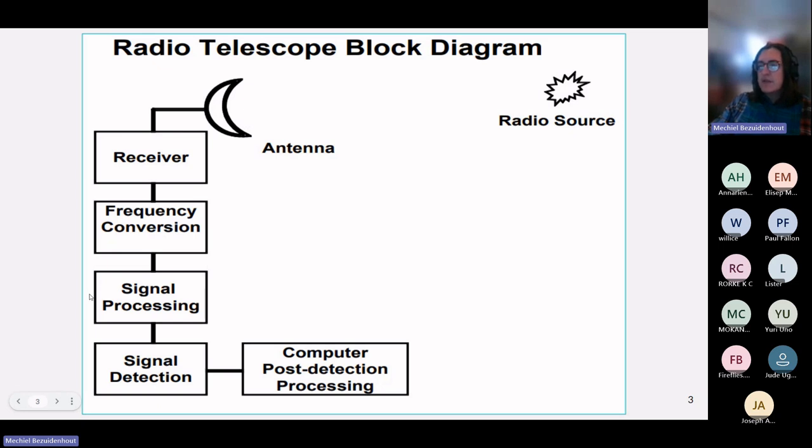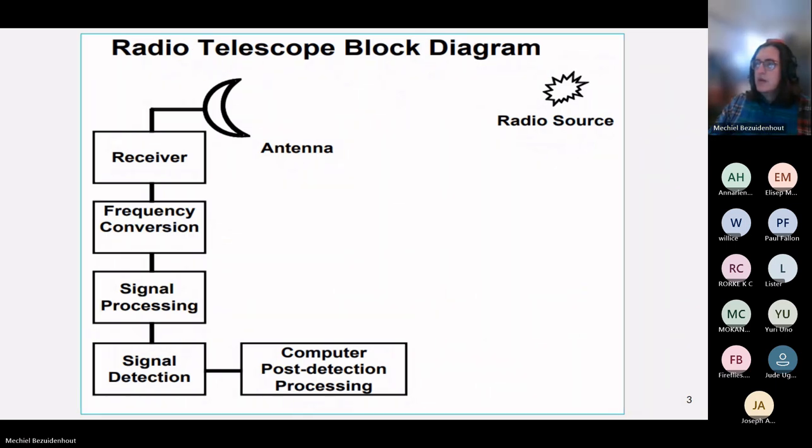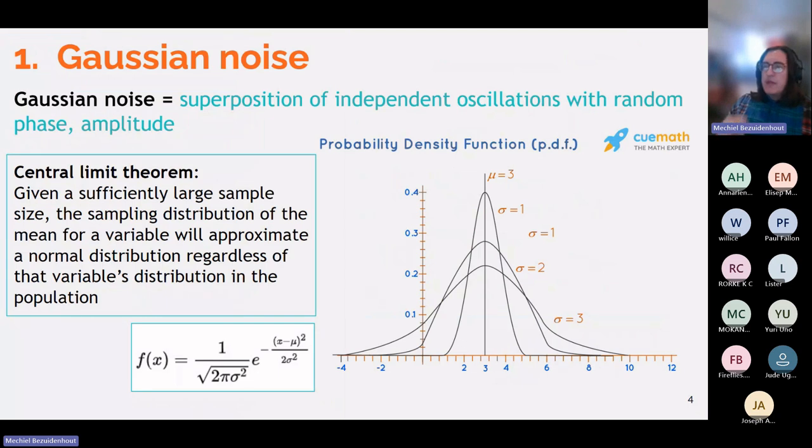Nowadays, this involves digitization of the signal. There's some signal detection machinery or devices, and potentially some post-detection processing as well. That would include, if you're doing interferometry, the correlator or beamformer. But before we get to all of that, we have to talk a bit about noise first.